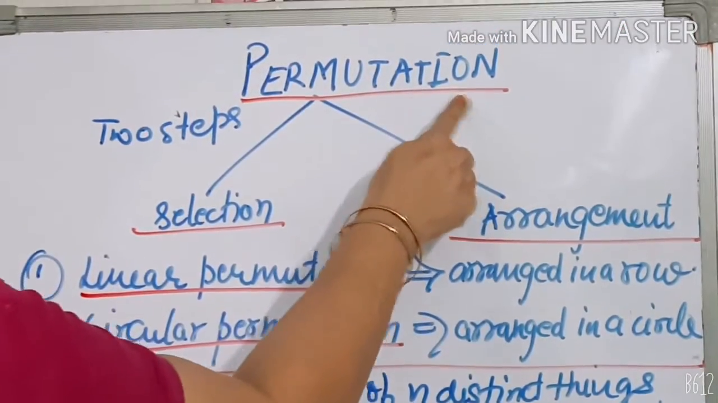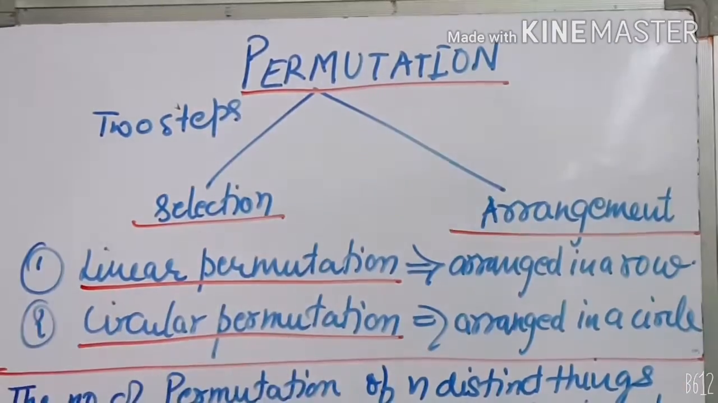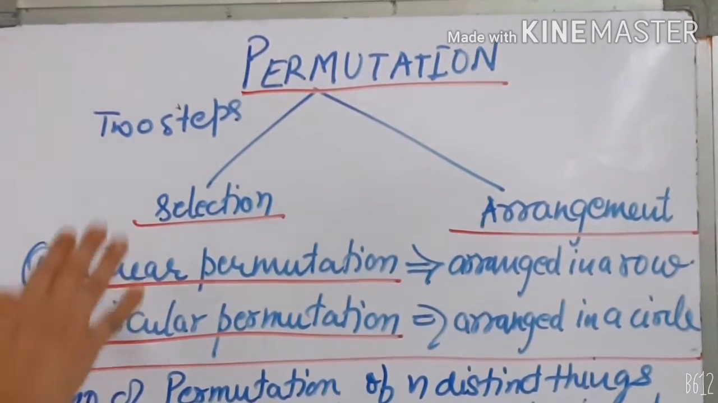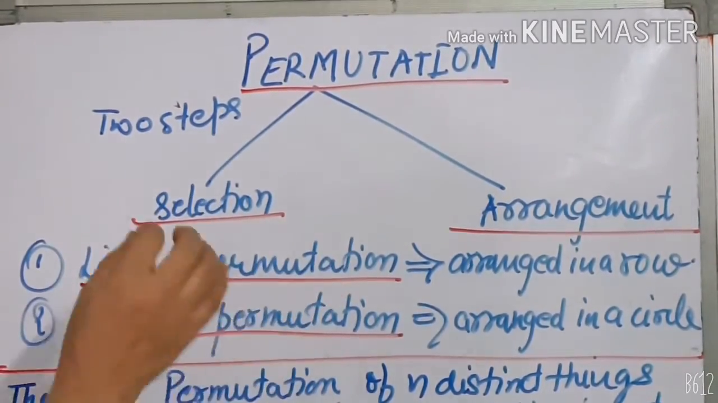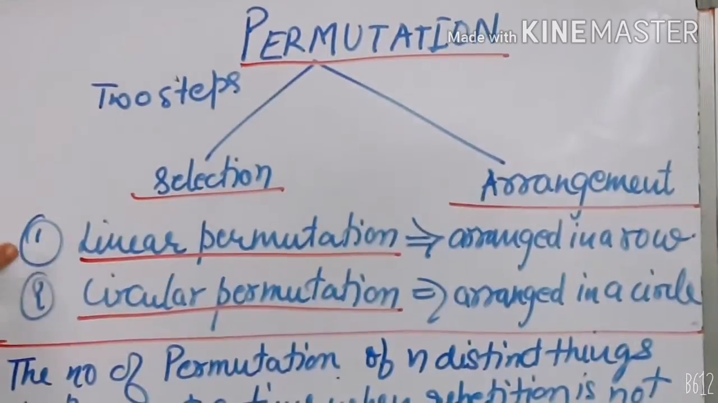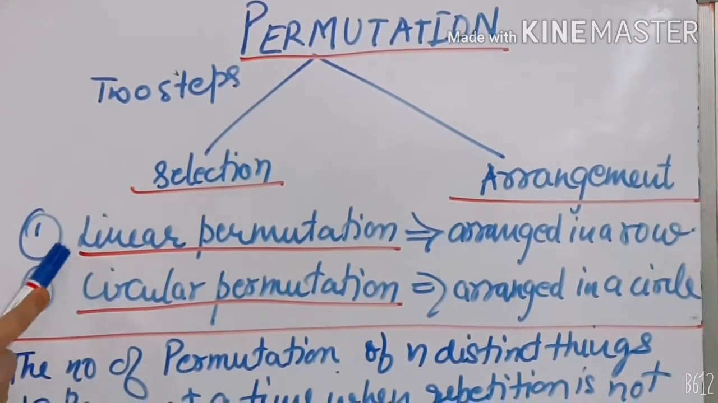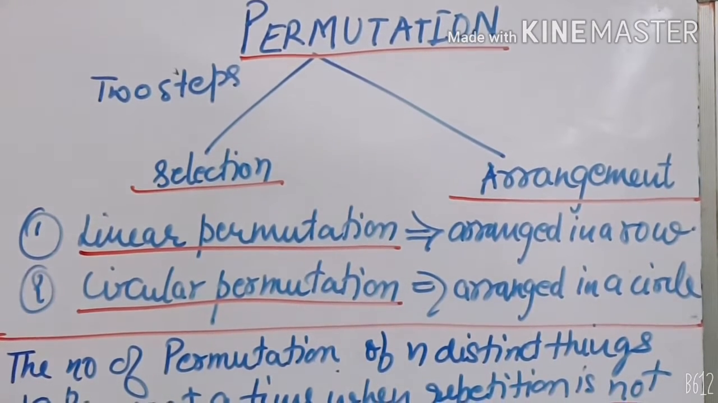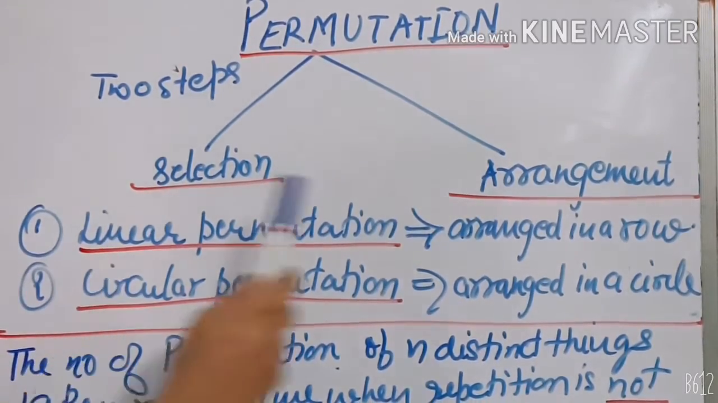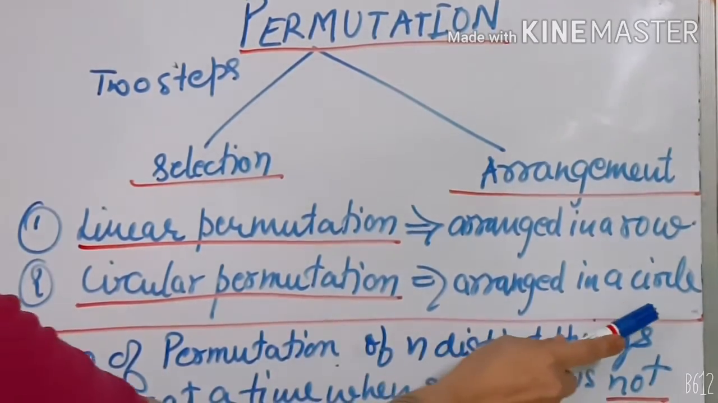Let's start with permutation. Two steps: first is the selection and then the arrangement. The topic is permutation and combination, and I started with permutation. I wrote it in a way that you can understand very easily: that is the selection and that is the arrangement. There are two types of permutation: linear permutation and circular permutation. Linear and circular themselves tell you the meaning. Linear means arranged in a row, and circular means arranged in a circle.